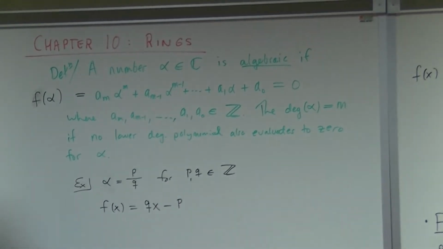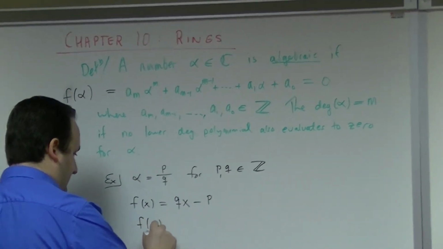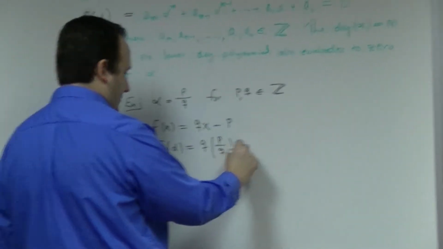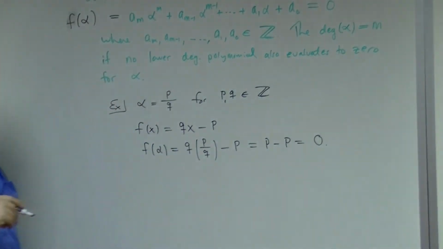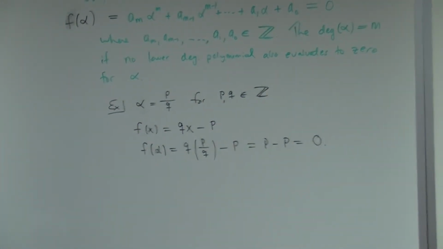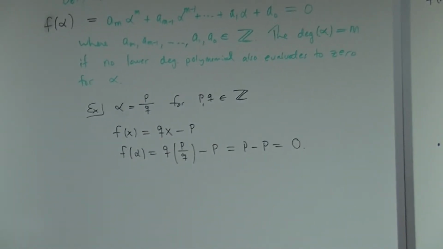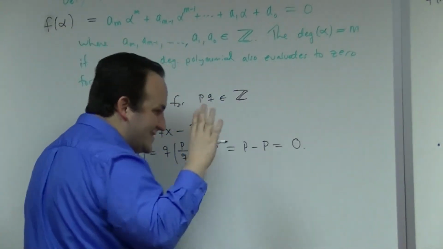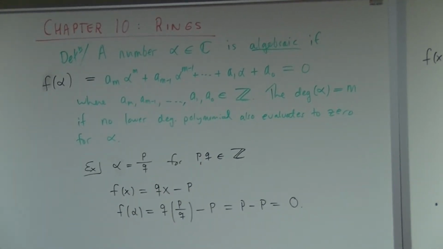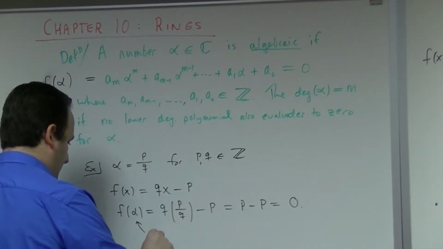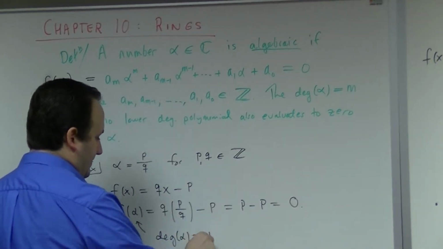All right, let's try it out. Take it for a spin. F of alpha is what? Q times p over q minus p. Hey, the q's cancel, so we get p minus p, otherwise known as 0. So rational numbers are algebraic. Oh, did I say algebraic integers? I shouldn't. Over C, they're an example of an algebraic number. I did not say that they were algebraic integers; I have not defined that yet. In general, what's their degree? It's just 1, right?